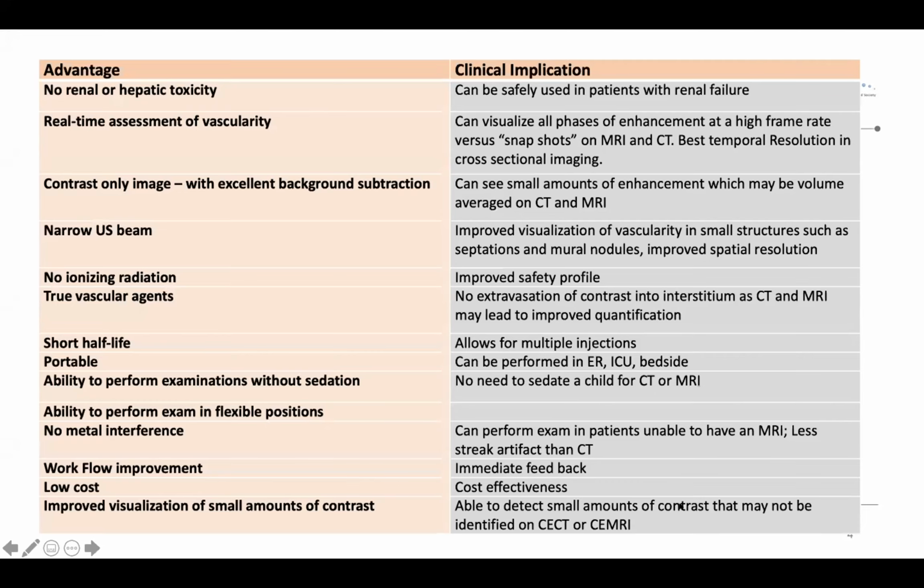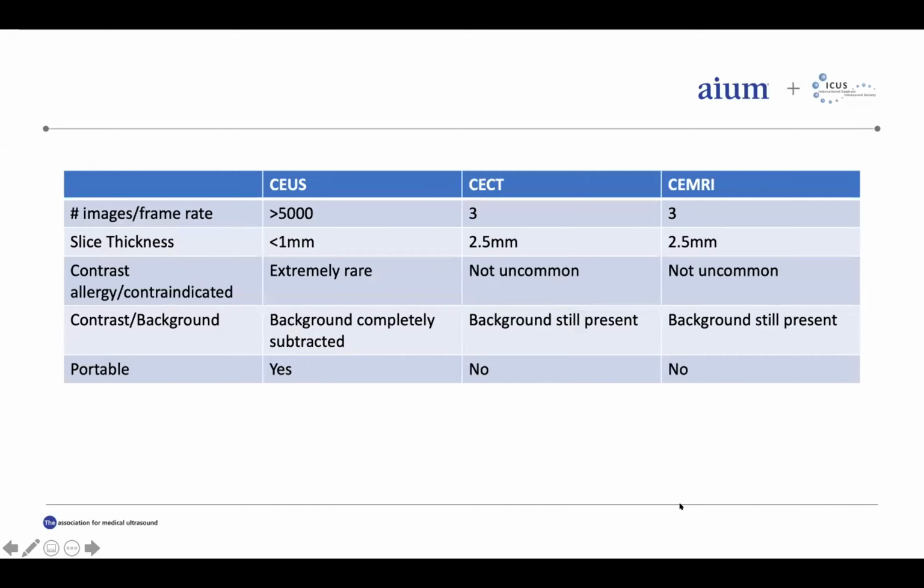This is a list of the advantages of CEUS, and I'm not going to go over all of them for the sake of time, and Stephanie has included some of them in her talk, and I'm sure Dr. Darge is going to include some in his talk. What I would like to do is just go over a few of those that really are pertinent to renal imaging. First of all, if we look at the frame rate, or the number of images that we collect, for a 3-minute CEUS image, we collect over 5,000 images. CT and MR both collect 3. If we look at slice thickness, less than 1 millimeter for ultrasound, 2.5 millimeters for both CT and MR.